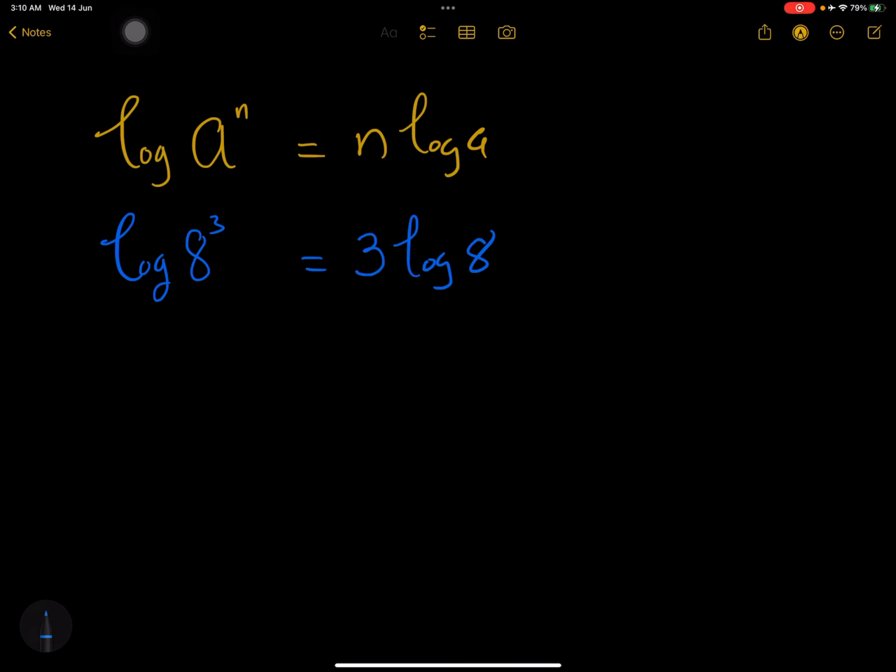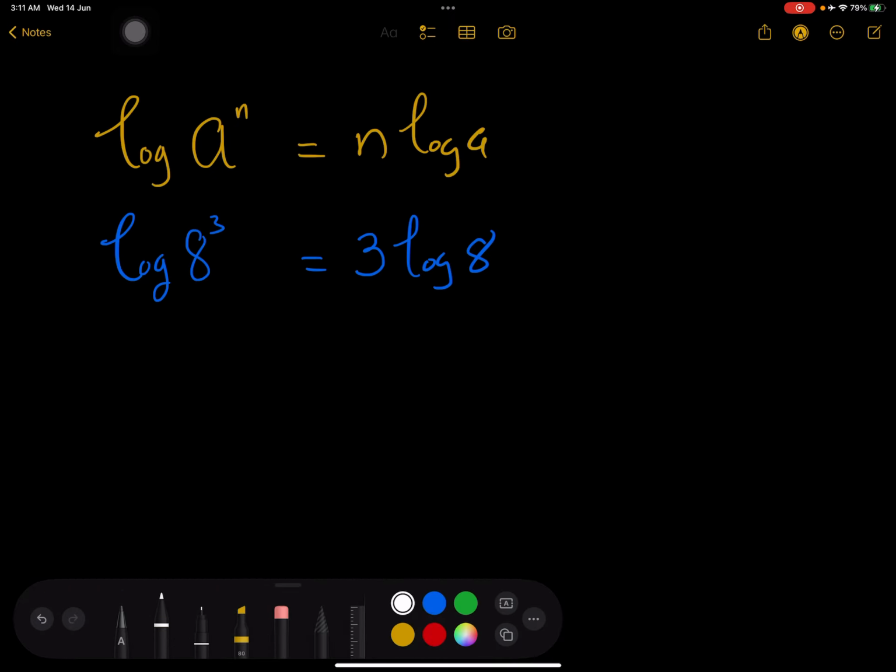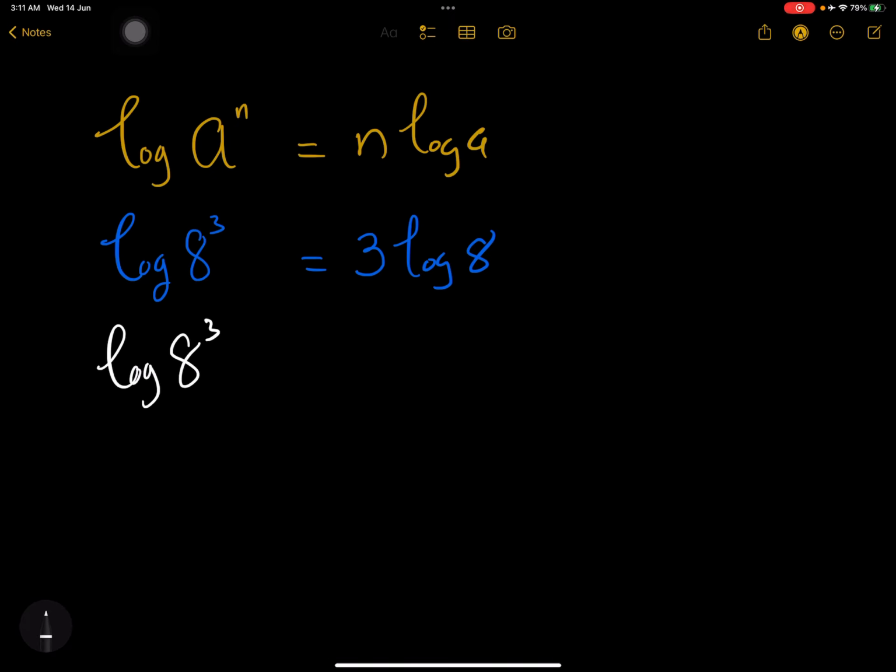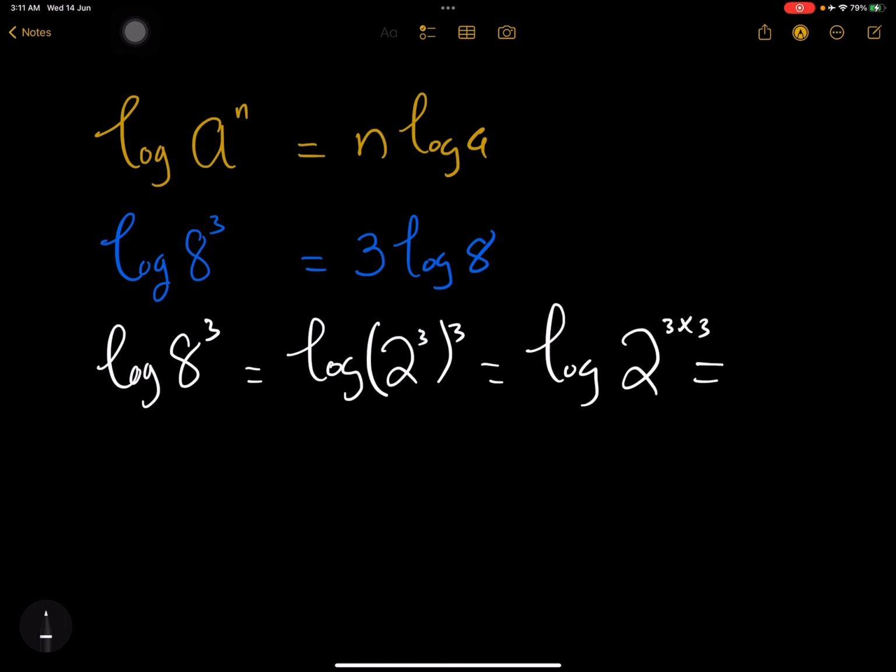So don't forget this rule. This rule also works. So basically I can rewrite this as log 8 to the power of 3 is the same as log 2 to the power of 3, and I get log 2 to the power of 3 times 3, which is log 2 to the power of 9. Then I can now drop the 9 at the back of log 2. So these are some of the few laws of logarithm that we are going to discuss today.